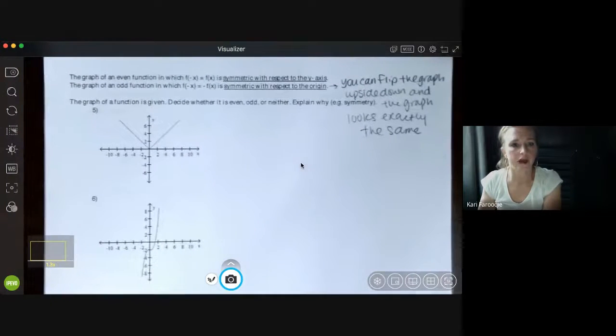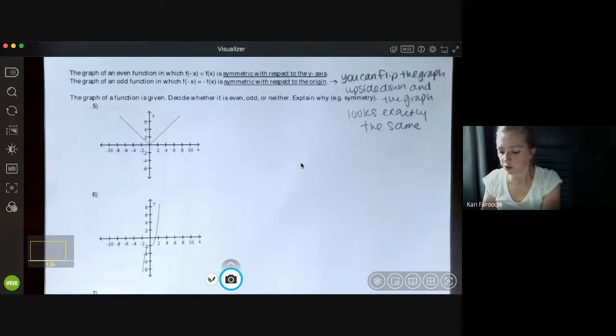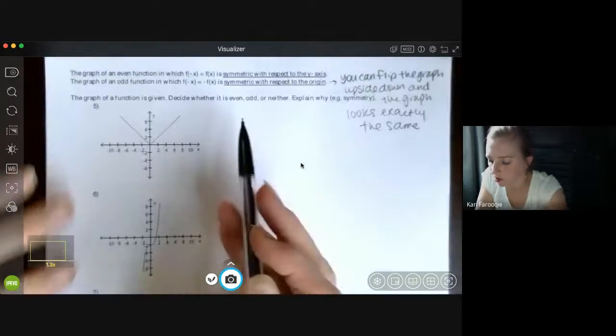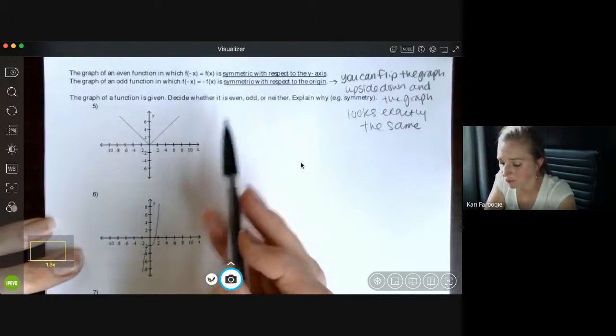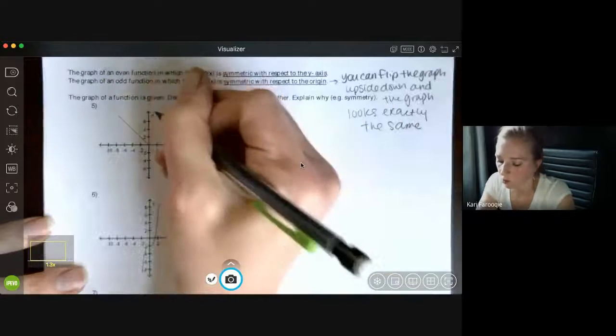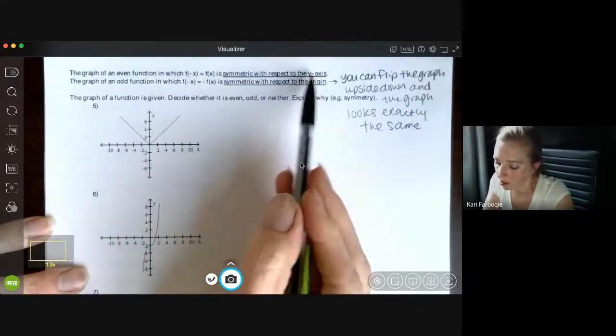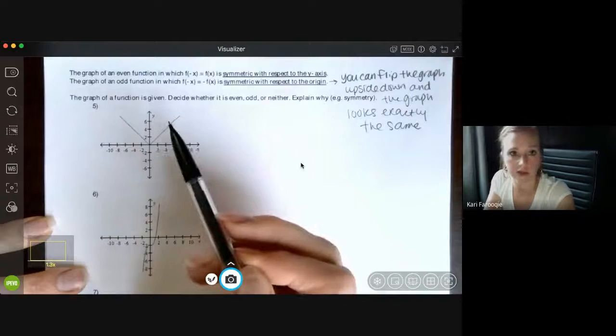So for number 5, just visually, you're looking at this and you're trying to see if there's symmetry. Now, x-axis symmetry we don't care about. That has nothing to do with whether the function's even, odd, or neither. But y-axis symmetry is something that we're looking for here. And if we have y-axis symmetry, then we have an even function.